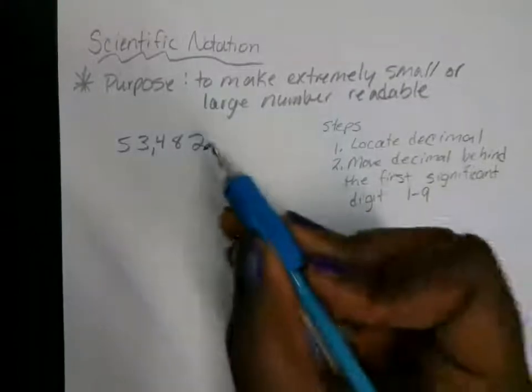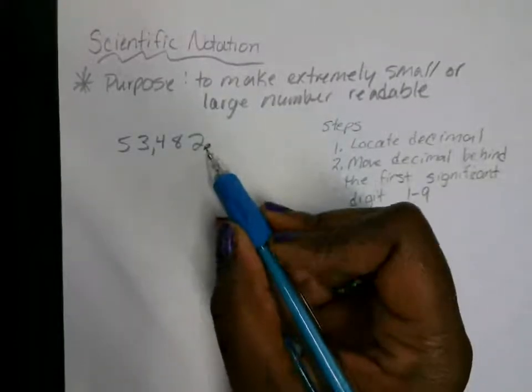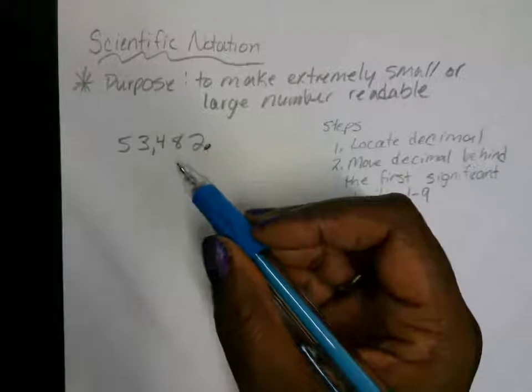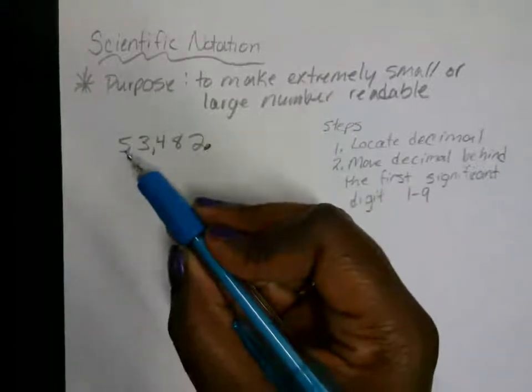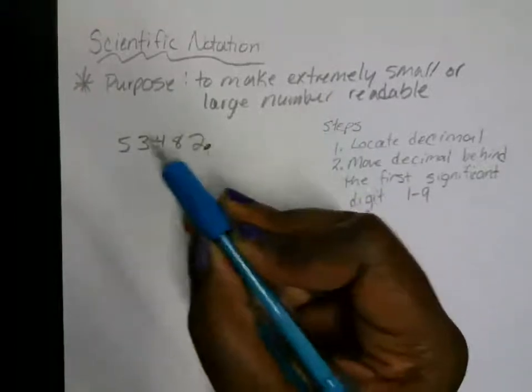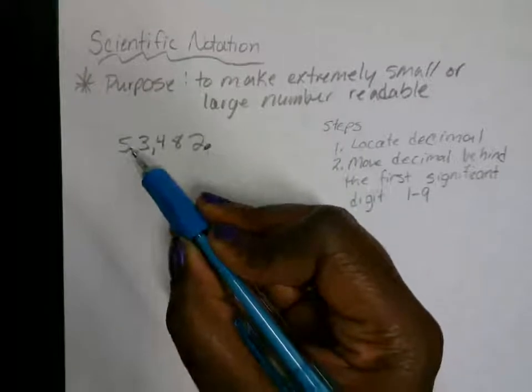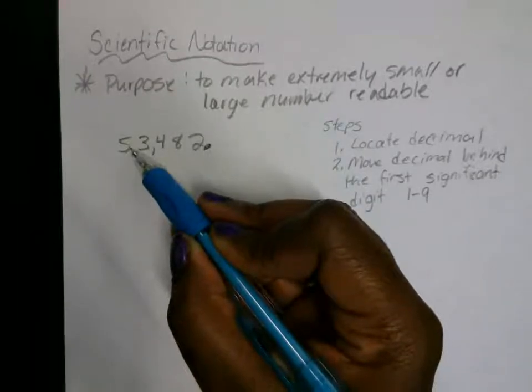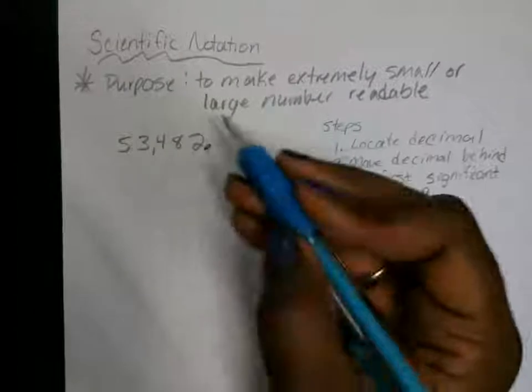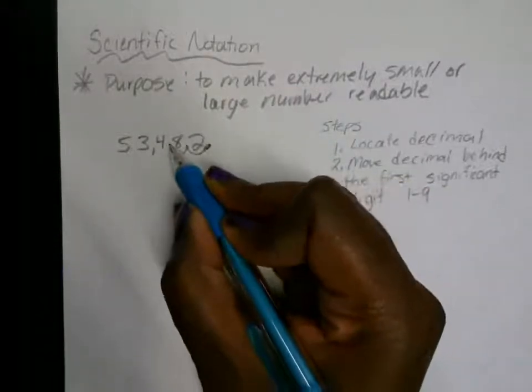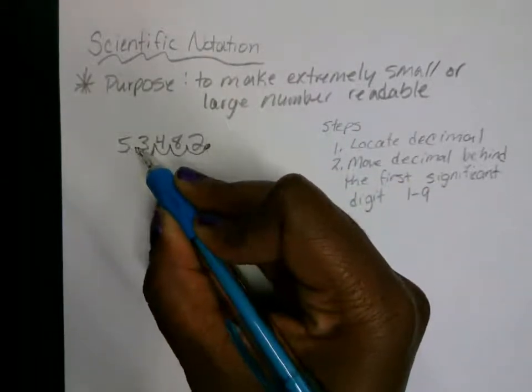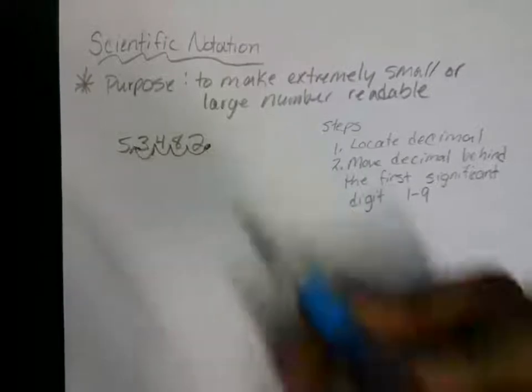So we're going to take this decimal and move it behind the first significant digit that we read. The first digit that we read is the 5. So we're going to move the decimal behind the 5, okay? As we're moving the decimal, we're going to count the number of spaces. 1, 2, 3, 4. We move that decimal 4 spaces.